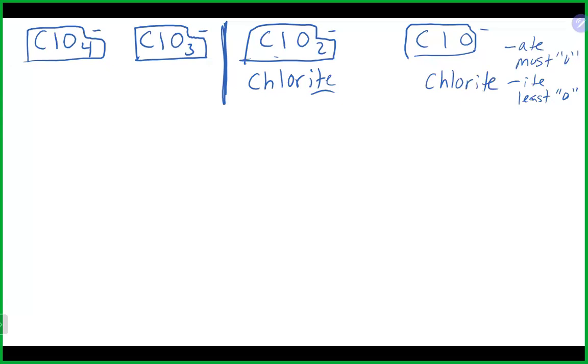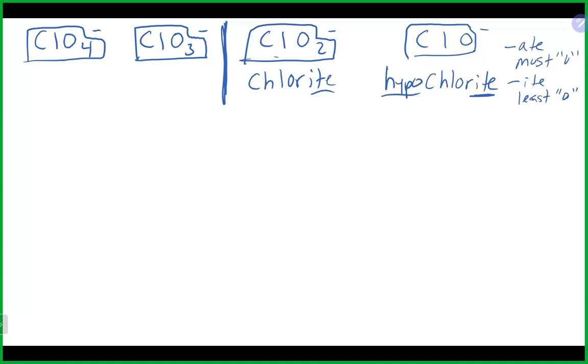You clearly cannot have the same name for two different things. So what happens when you have a group of four is that the one with the least number of oxygens in that group ends in "ite" but begins with "hypo." Hypo means less than, yes? So it is the least number of oxygens. So that is chlorite and hypochlorite. Again, the only difference between them is the number of oxygens.